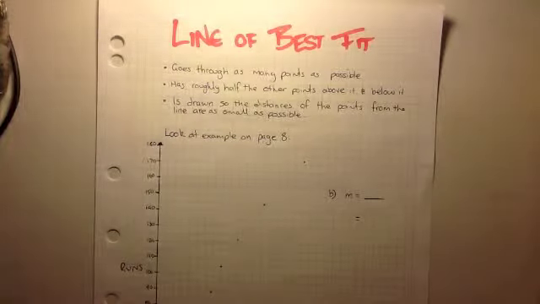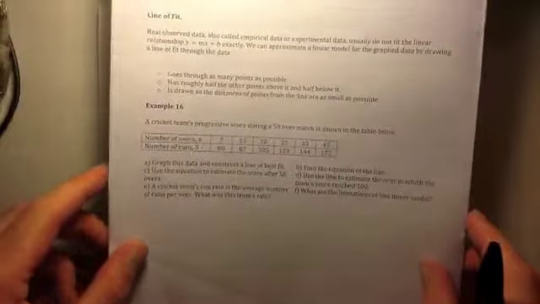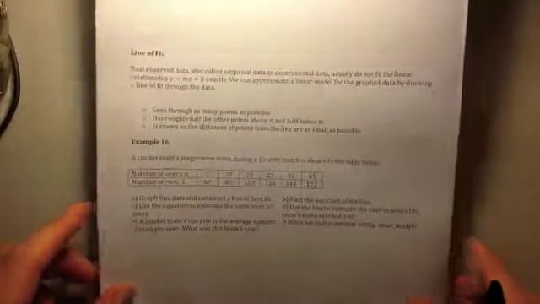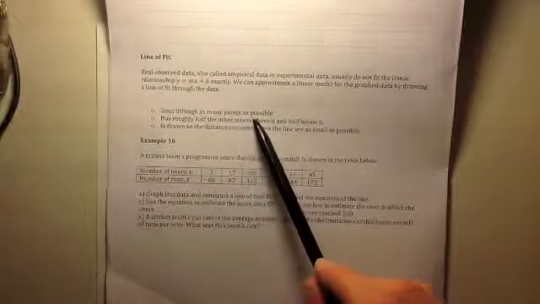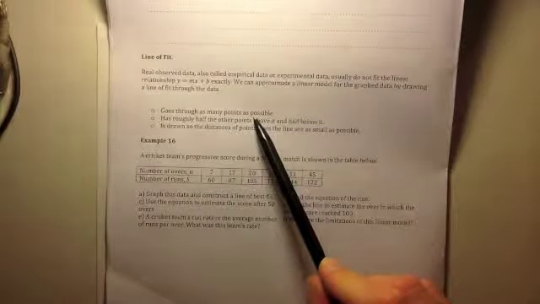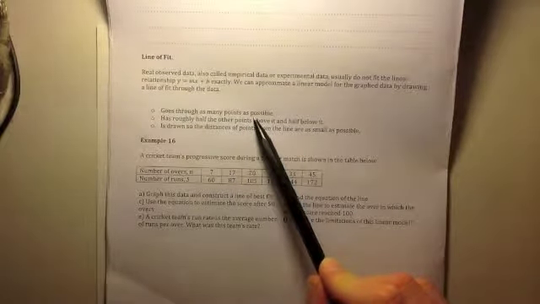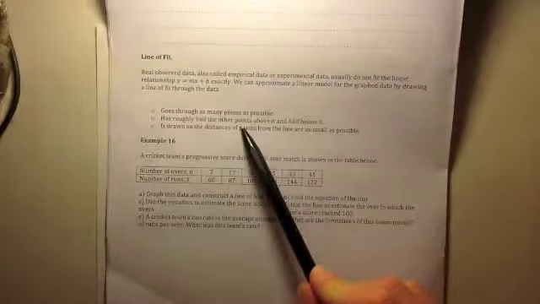To have a look at the line of best fit, we're going to have a look at an example of a real life scenario of a cricket match. But before we go through the cricket match, a line of best fit goes through as many points as possible. So we want to get as much of the information on the line as we can. It won't always happen, but we want to try to.